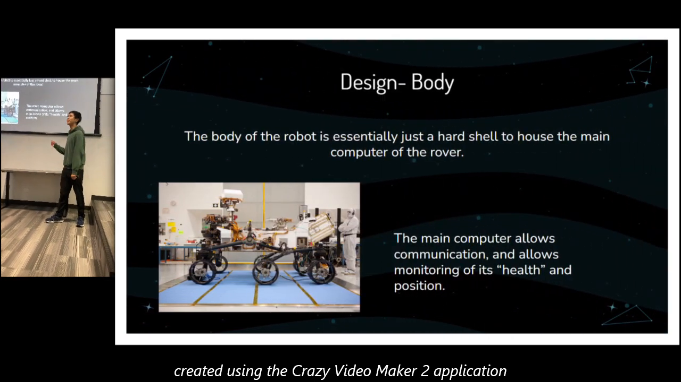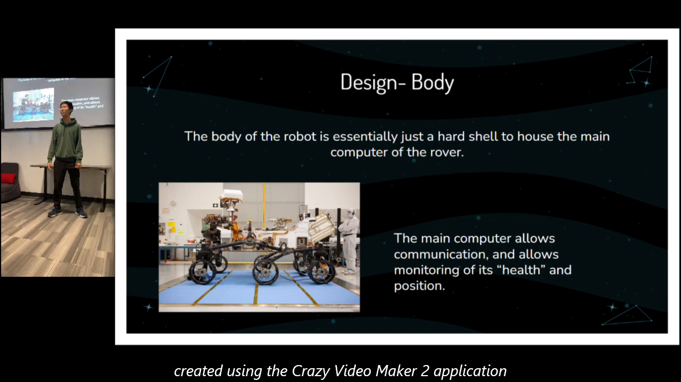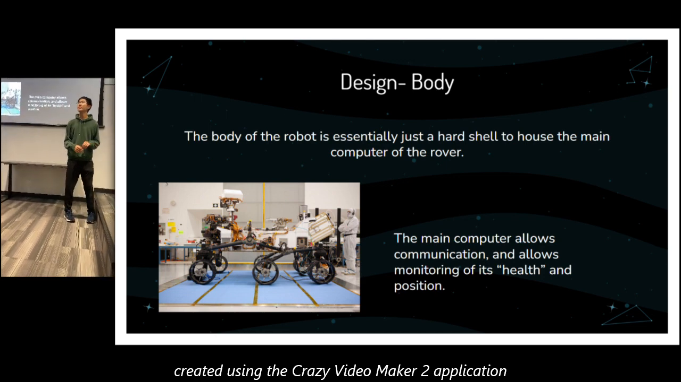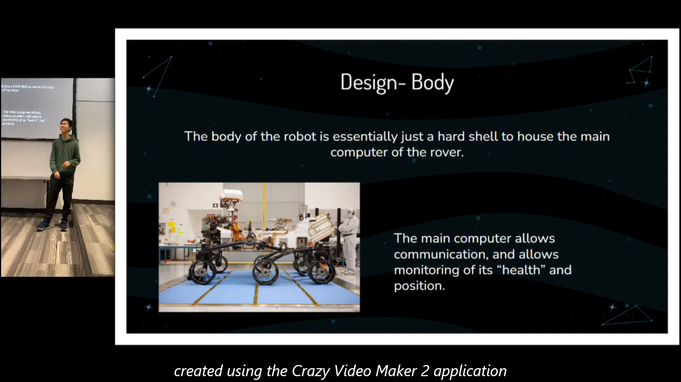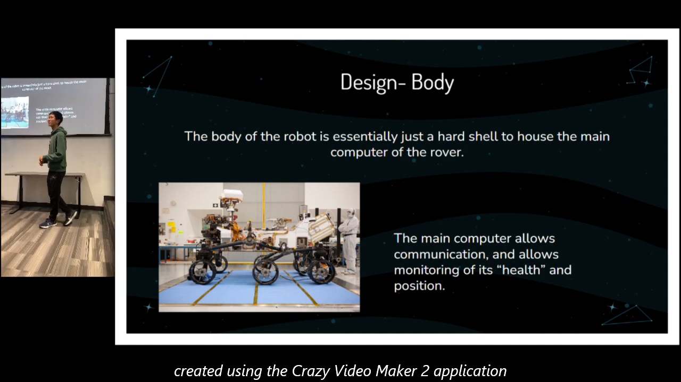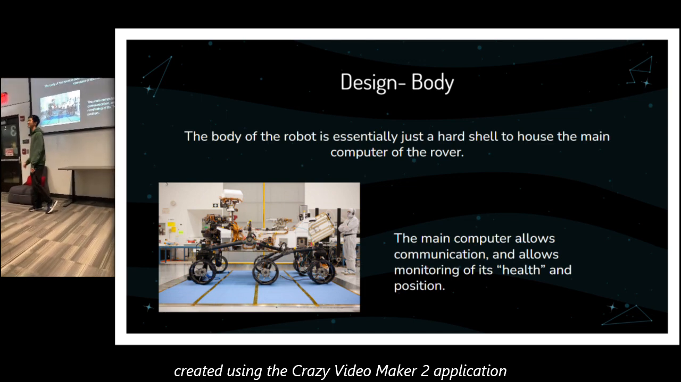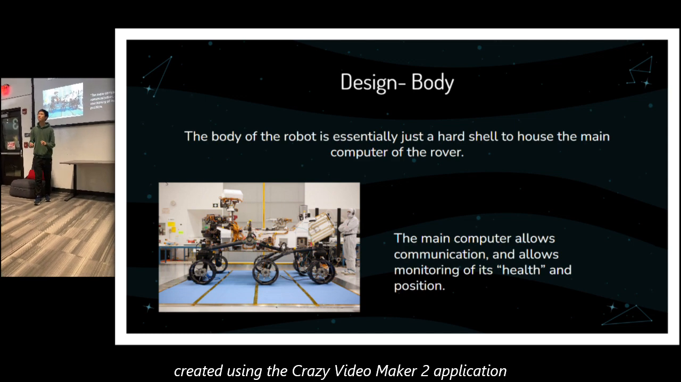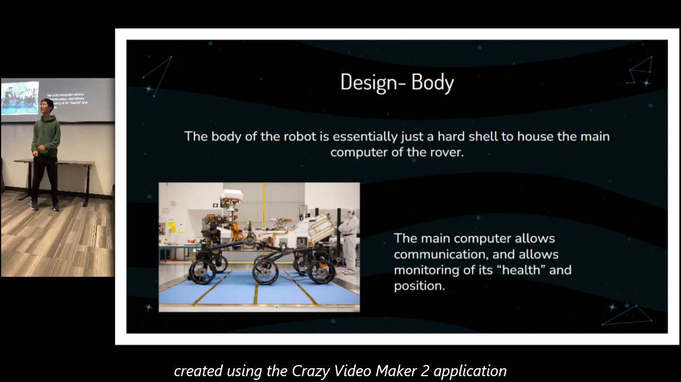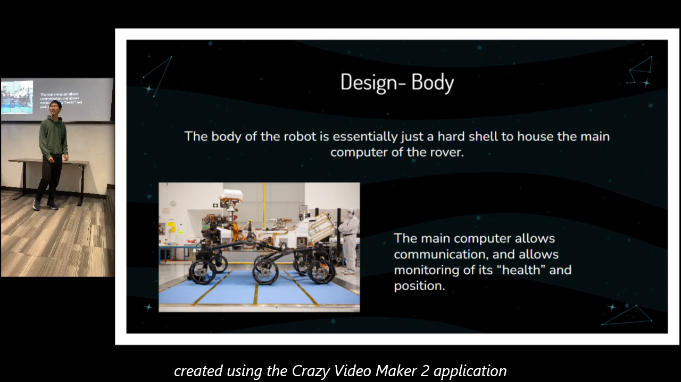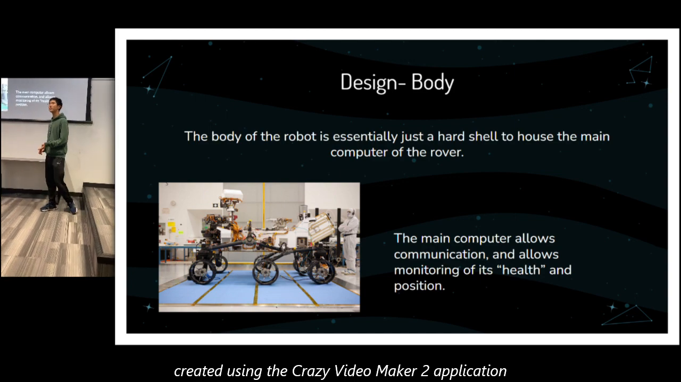Next up is the body. So essentially the body is what they use to house the 2 main computers of the rover. They have encountered a couple issues with the main computer before, which I'll get to later, but essentially the main computer allows communication and health. So when NASA wants to monitor the rover or control it to do something else, they can contact the computer, and they can also see its position on Mars and all of the states of its crew systems.